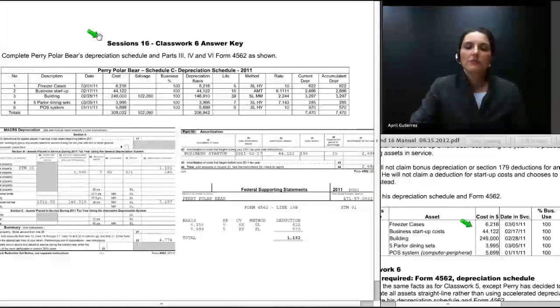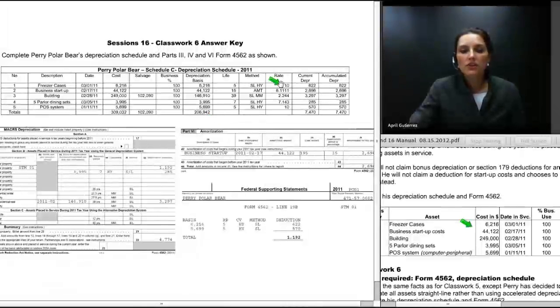I have the Classwork 6 answer key up on the screen in front of you now. Your job was to prepare Perry Polar Bear's depreciation schedule and his 4562 using the straight line method. And so we have all of the same assets that we had for Classwork number 5, the same cost, the same salvage or land value, the same basis for depreciation, and even the same life. What changes is the rate of depreciation and the depreciation deduction being claimed.